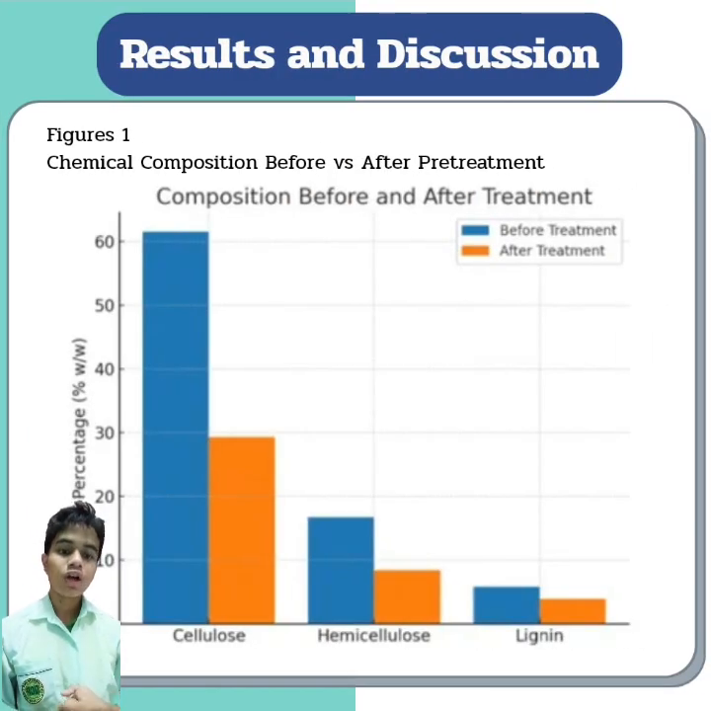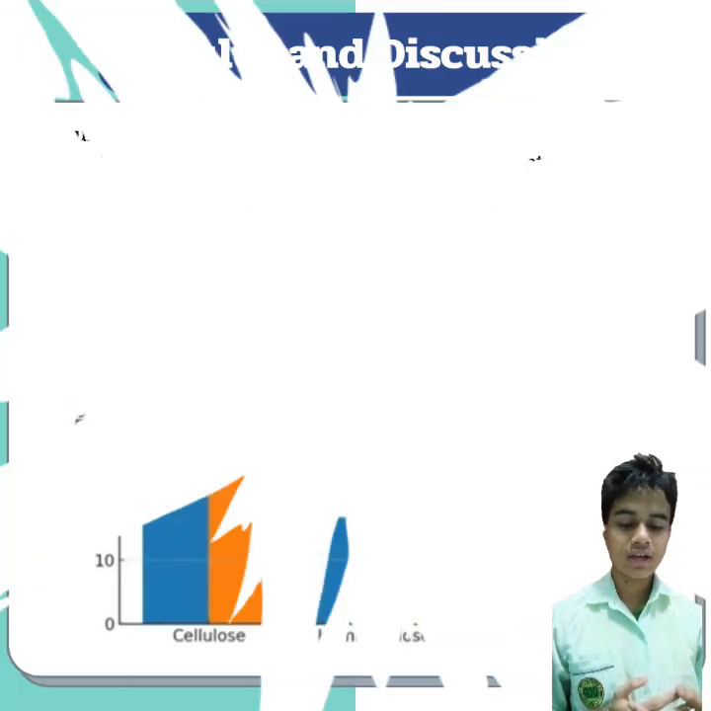Result. Figure 1 shows the chemical composition before and after pretreatment. Cellulose decreased from about 62% to 29%, hemicellulose from 17% to 8%, and lignin from 6% to 4%. This reduction confirmed that sodium hydroxide effectively disrupts the lignin carbohydrate complex and solubilizes hemicellulose, making cellulose more accessible for hydrolysis.